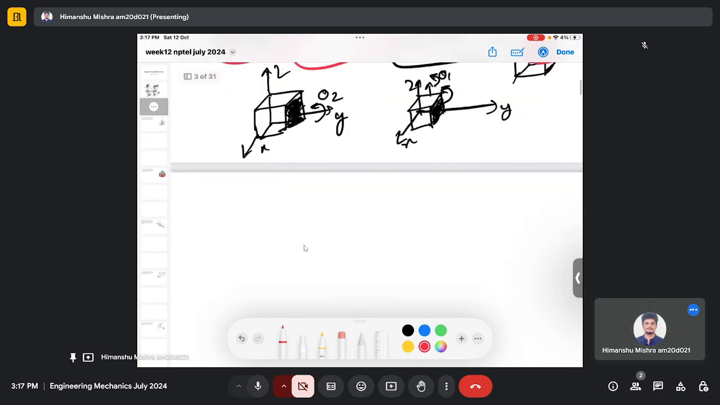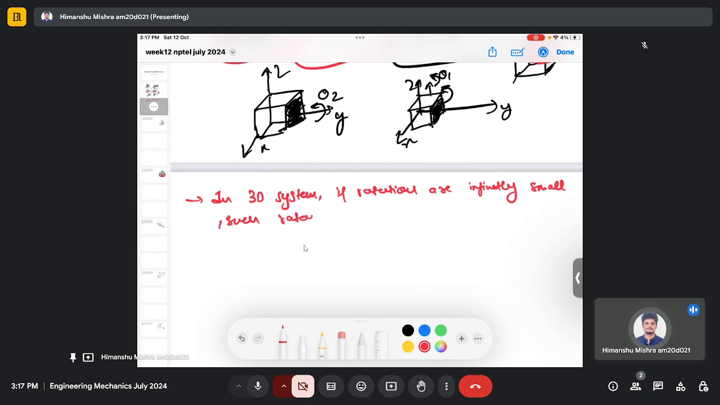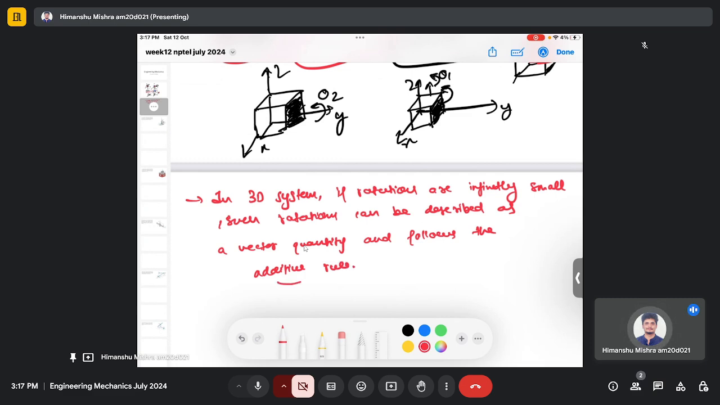It is given that if in a three-dimensional object or in a 3D system, rotations are infinitely small, such rotation can be described as a vector quantity and follows the additive rule. So this is another rule that a vector needs to follow.